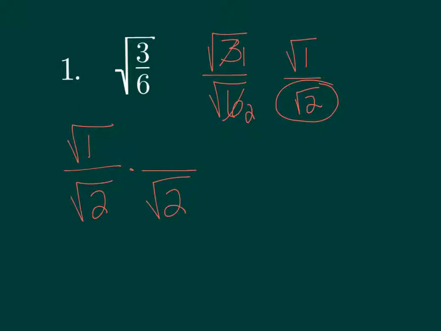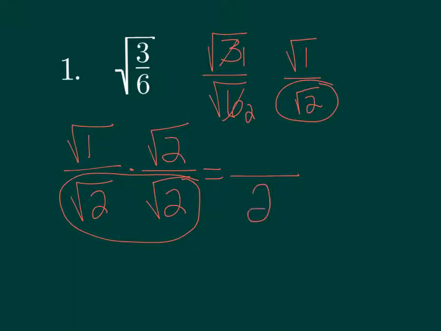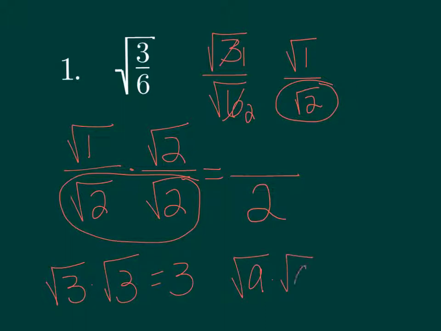Now fractions are like equations. If you multiply the denominator by the square root of 2, you need to multiply the numerator by the square root of 2. So the square root of 2 times the square root of 2 will always be the whole number 2. For example, the square root of 3 times the square root of 3 is 3. The square root of a times the square root of a is a. So whenever you take a number, square root, and you multiply it by itself, it just gives you the number that's under it.